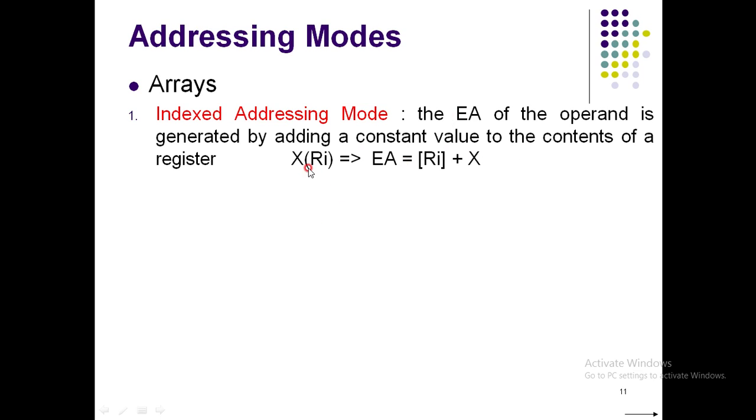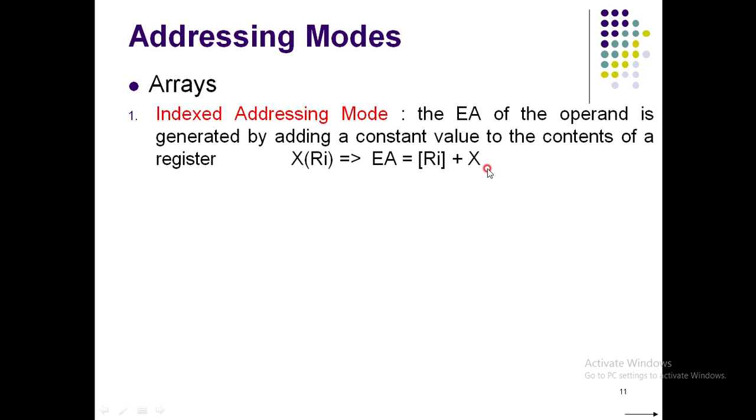So what does that mean? Say, for example, I write X of Ri. Then the effective address is the register Ri itself plus the constant value, which is X. So the effective address is equal to the contents of the register, that is, in square brackets Ri, plus the constant. The constant is nothing but X.